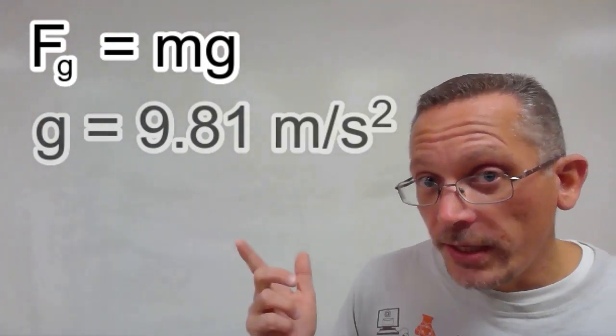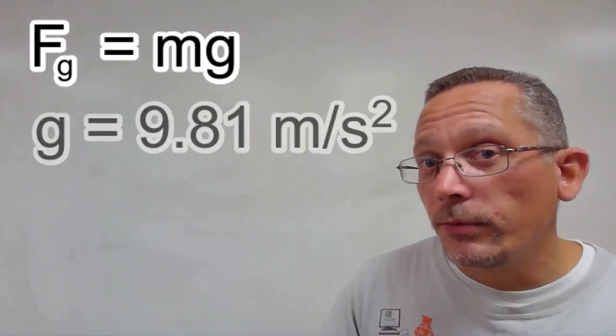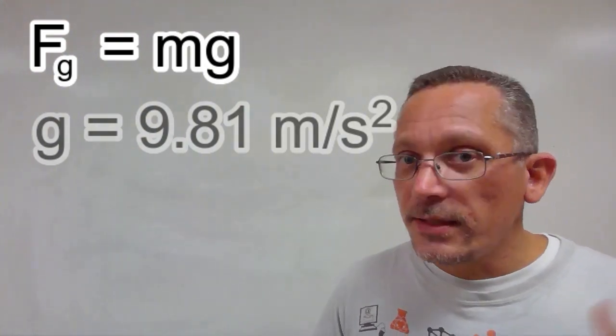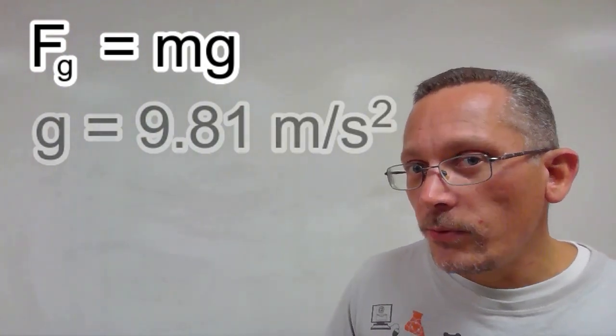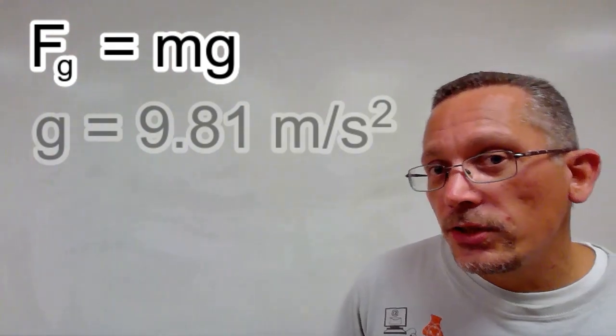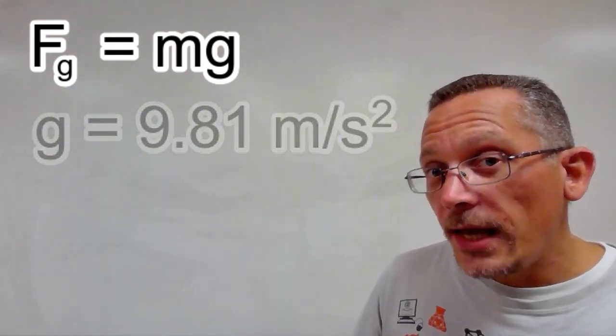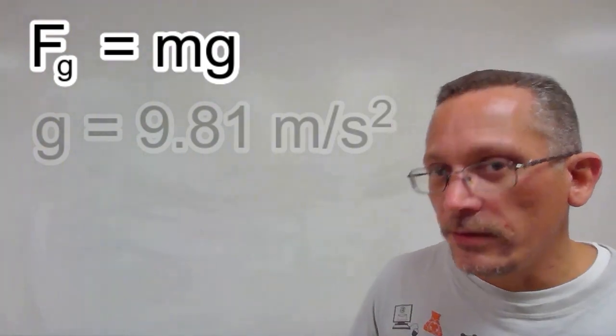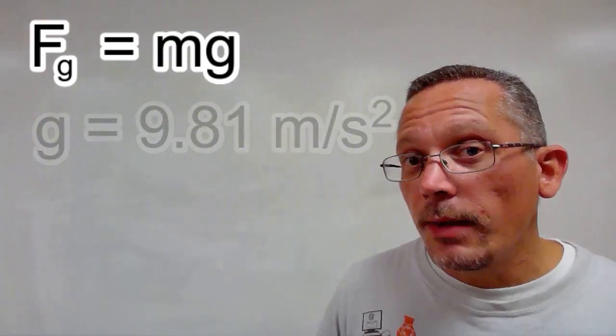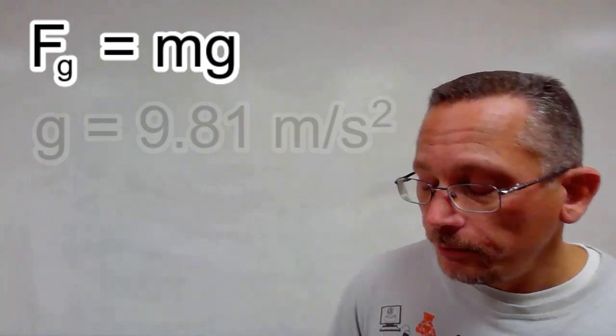Keep in mind that's an acceleration, right? It's the acceleration from gravity, so it has units of acceleration, meters per second squared. So this lowercase g, the acceleration due to gravity, is 9.81 meters per second squared. It's a number we're going to want to remember. We're going to see it again, we're going to use it again.